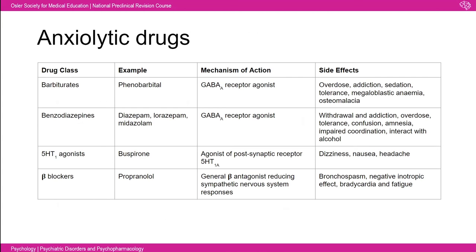So now we're going to move on to the anxiolytic drugs. Barbiturates were the original anxiolytic drug, but they're not really used anymore. They're an old treatment for anxiety. An example is phenobarbital, and they work on GABA A receptors as an agonist. Their main side effects are overdose, addiction, sedation, and that you become very tolerant to them quickly, which means you're going to need higher doses the longer you're on them. They also cause megaloblastic anemia and osteomalacia, which are not ideal side effects. They're really rarely used, and they're much more of an anti-epileptic drug now, and they're also used in anesthesia.